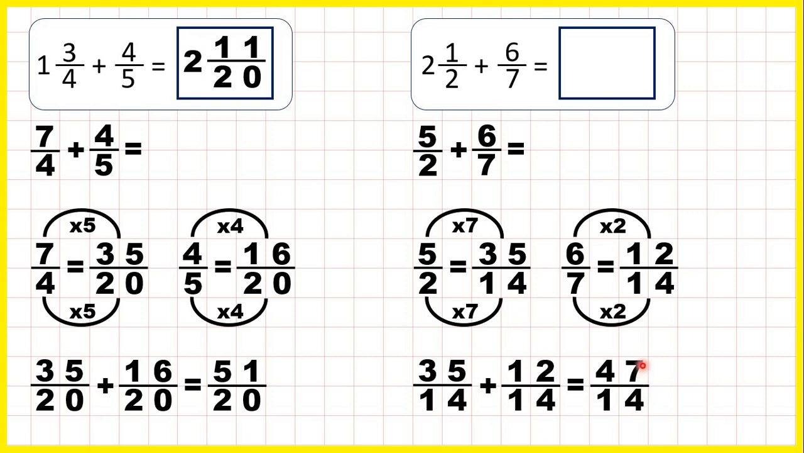Now if we want to change that back into a mixed number, it's quite tricky, but 47 divided by 14 is 3 remainder 5. That's because 3 times 14 is 42, but then from 42 we need 5 more to get to 47. Our denominator stays the same, so our denominator is 14, which means our answer is 3 5 over 14.